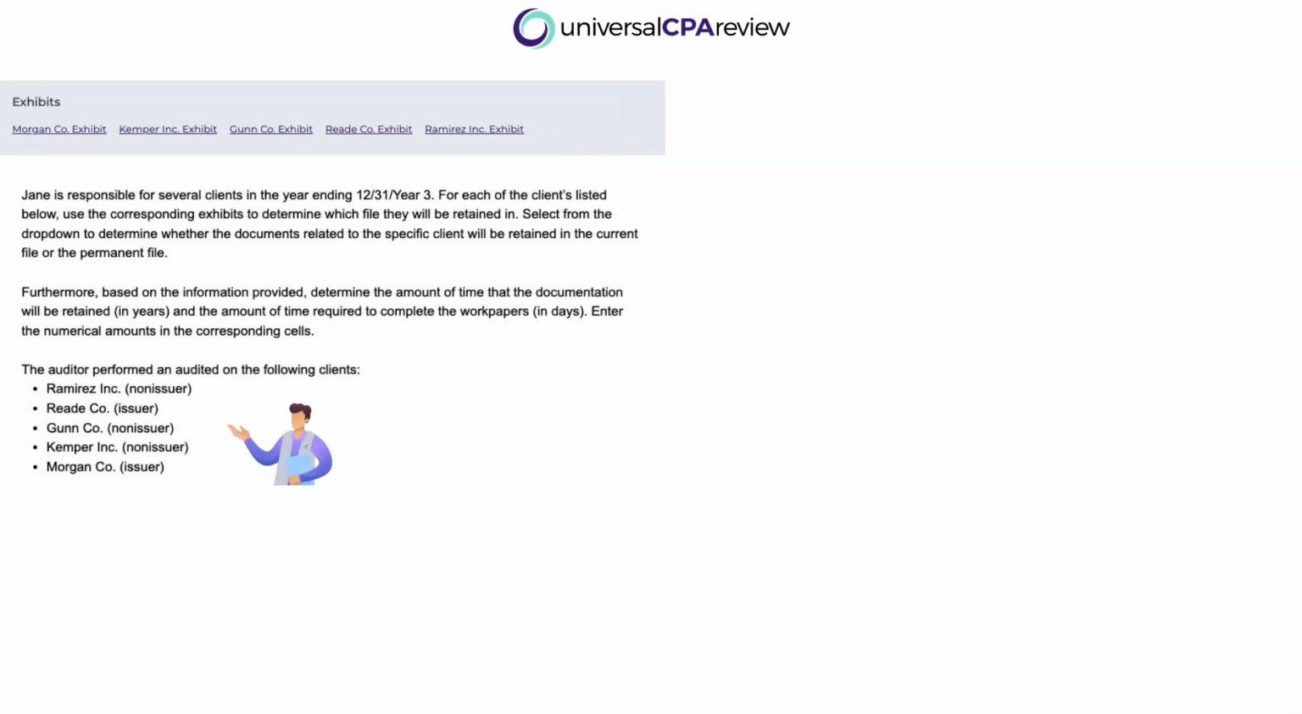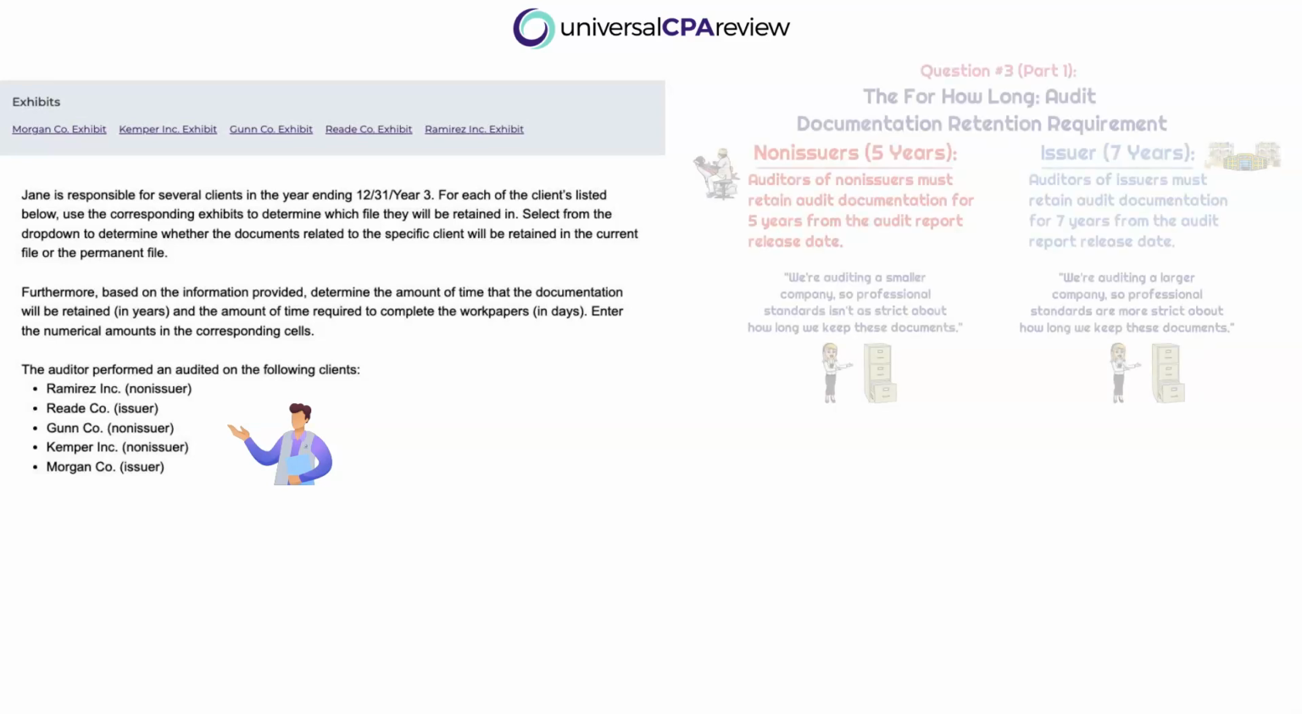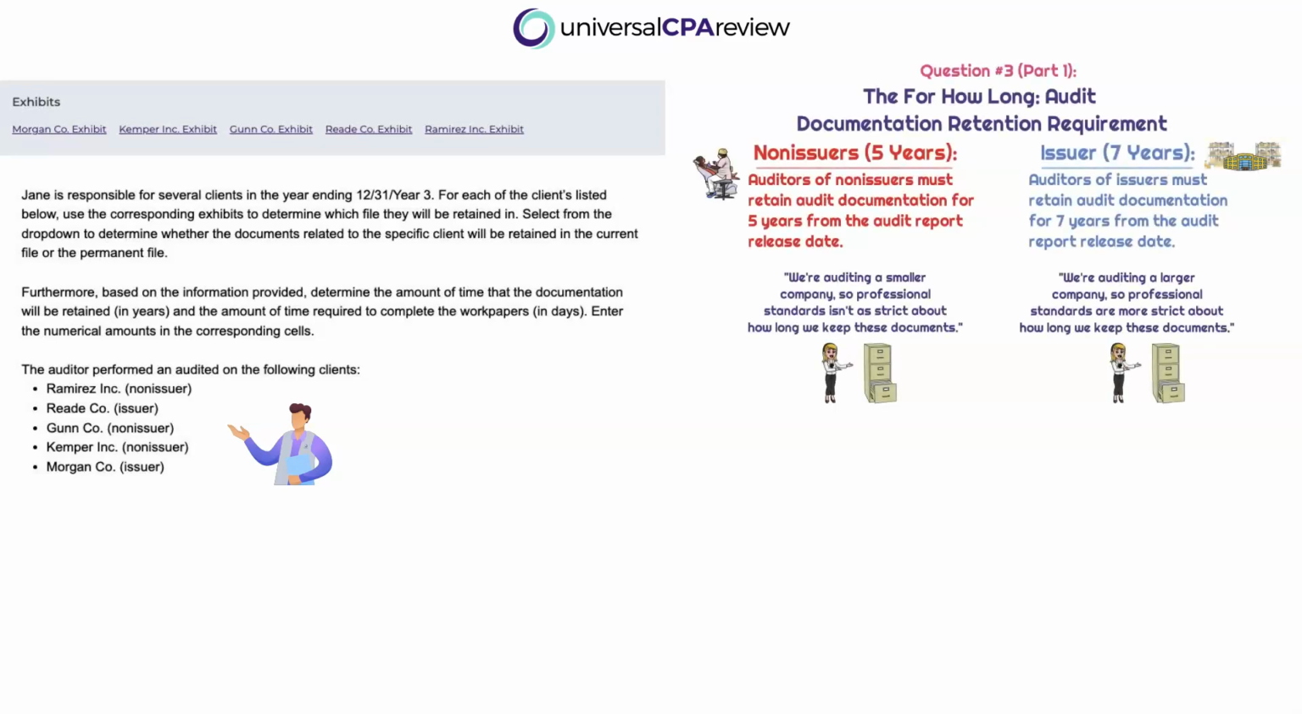And then we need to take a look at the type of company we have. Right? We have non-issuers, which are our private companies, and we have issuers, which are public companies. And this is going to be important because it's going to help us address question number 3, the for how long. Okay, so at the end of the day, we need to remember that documentation rules are always going to be more strict for the audit of public companies, aka issuers, meaning the information needs to be retained for a longer period of time if this is an issuer.